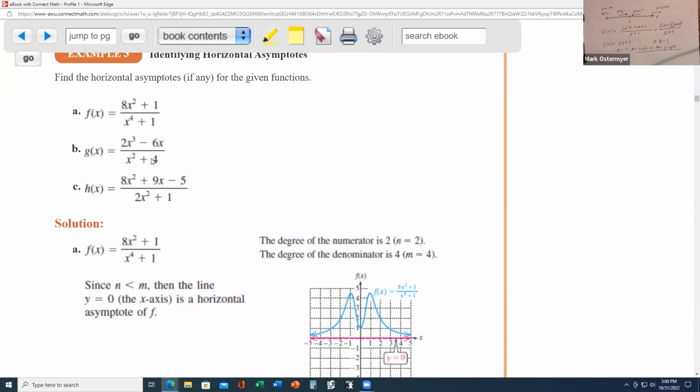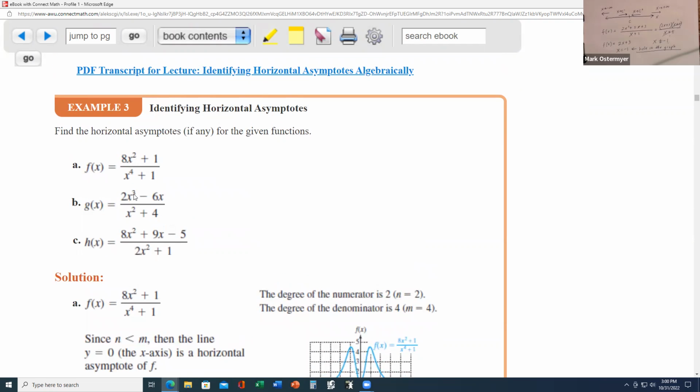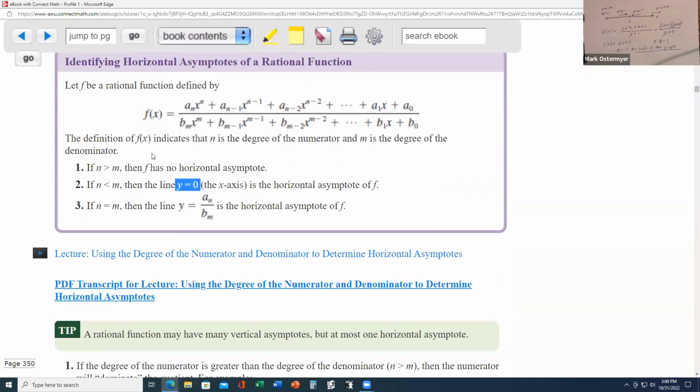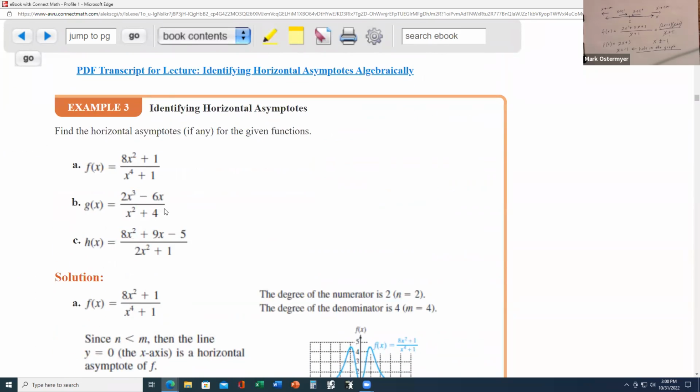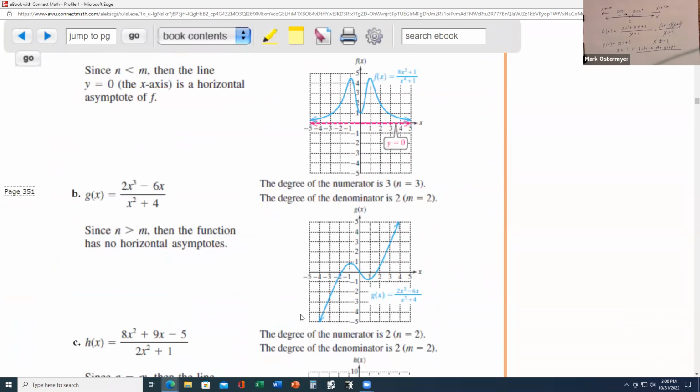All right, how about B here? Notice we have a third degree polynomial divided by a second degree polynomial. Because the numerator degree exceeds the degree of the denominator, what would we expect? If the numerator degree is greater than the denominator degree, then there would be no horizontal asymptote. So this function does not have a horizontal asymptote. You can see by the graph of g of x that there is no horizontal asymptote, because as x approaches positive infinity or negative infinity, the graph never settles down and approaches a horizontal line anywhere. There's no horizontal asymptote here.